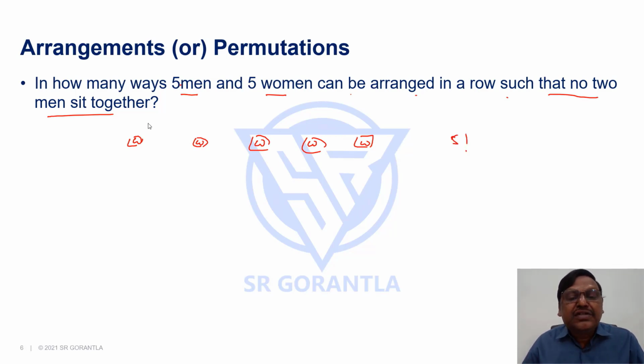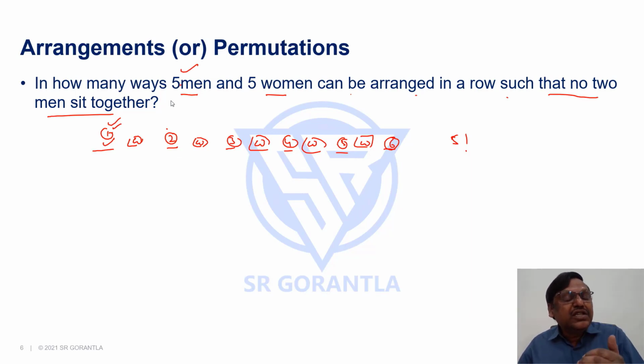Now, men cannot sit together means we should have women between men. So a man can sit here. There is one place here. Second place, third place, fourth place, fifth place, sixth place. In these 6 places, if they are seated, no 2 men are together. So there are 6 possible places, and we have 5 men, which means 5 men can be arranged in 6 places in 6P5 ways. So my answer is 5 factorial into 6P5.